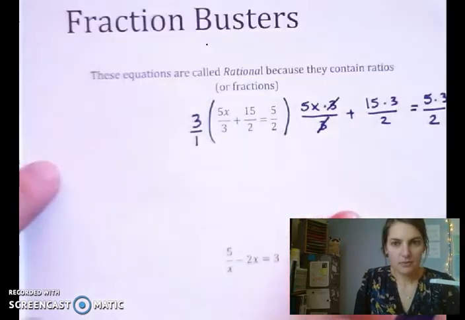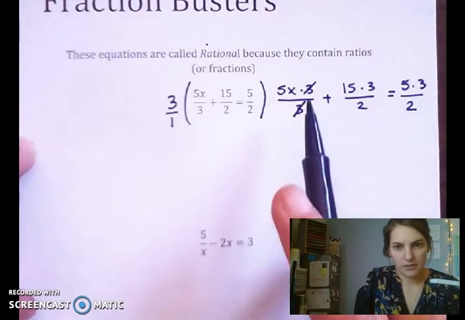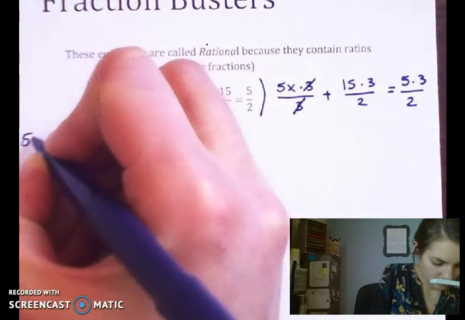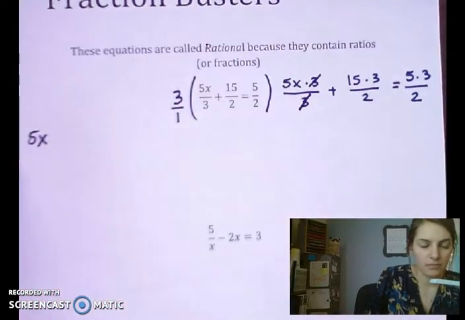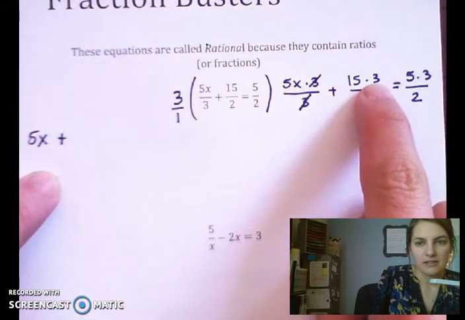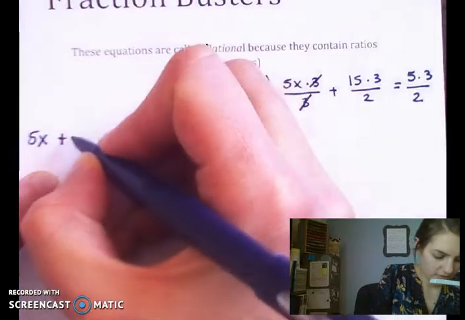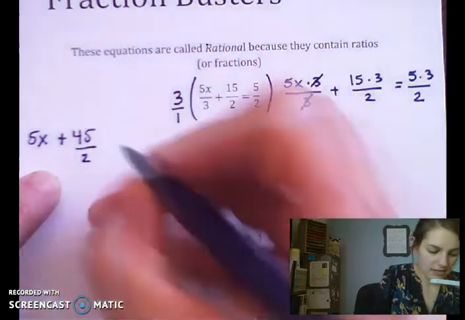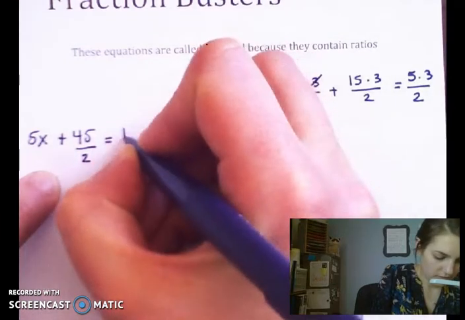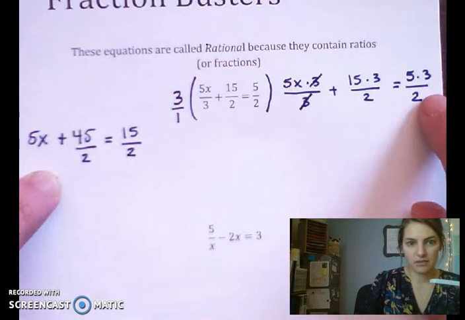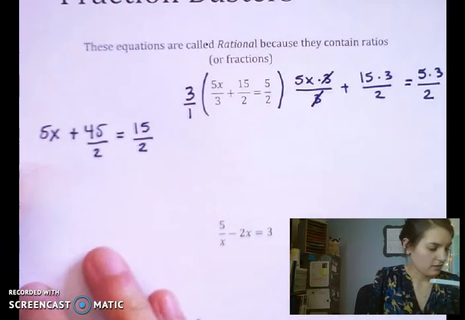Now this first term is just a 5x plus 15 times 3 in the top is 45. So then we have 45 over 2. And then we have equals 15 over 2 because of the 5 times 3. It's a little out of focus.